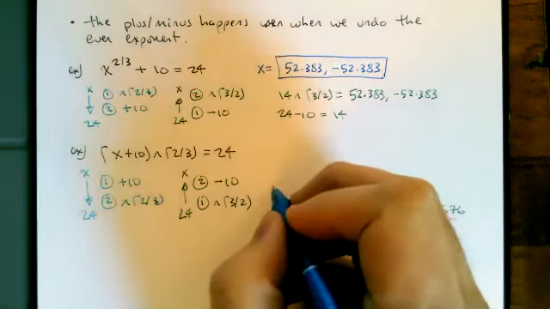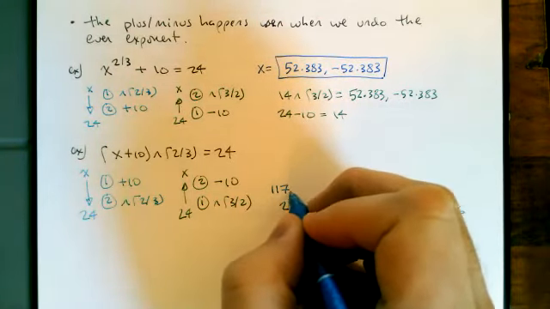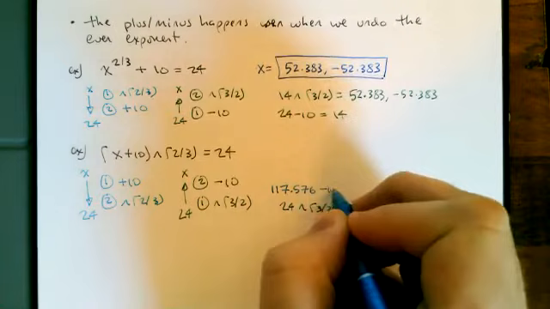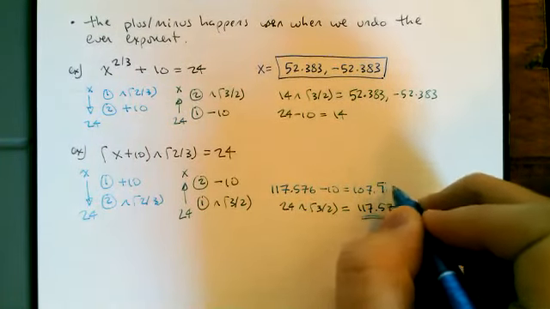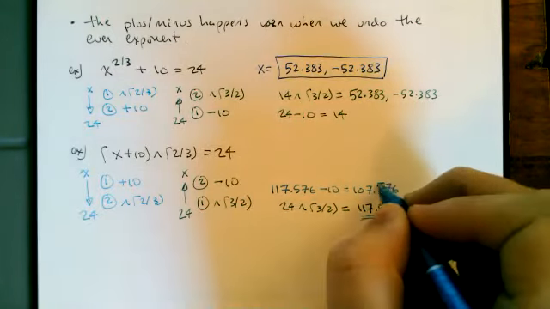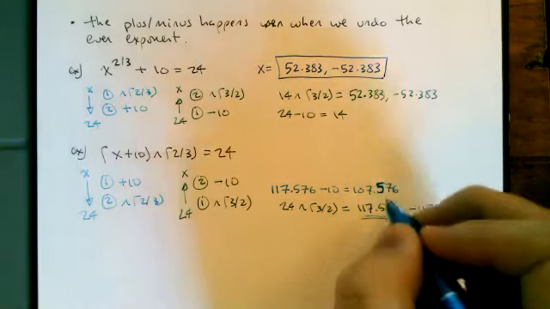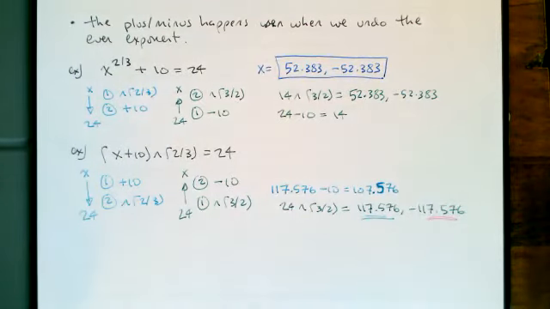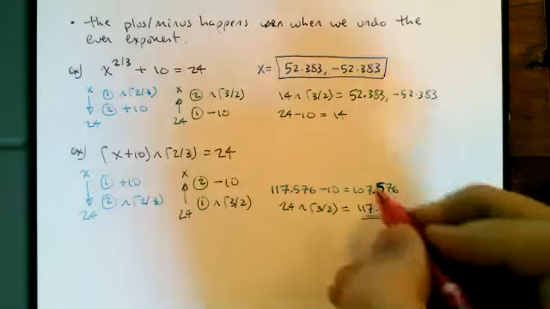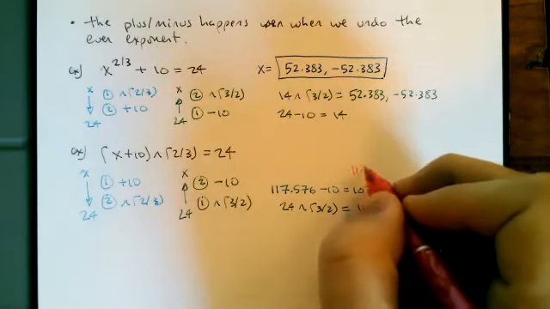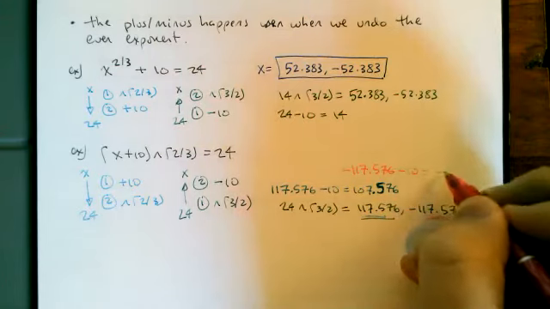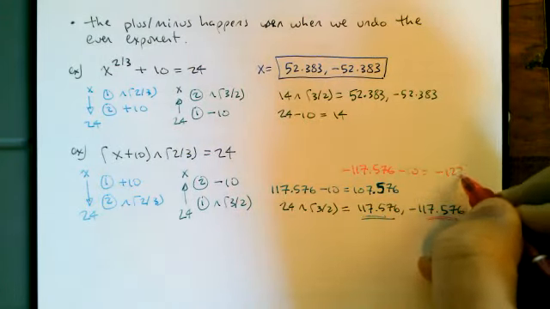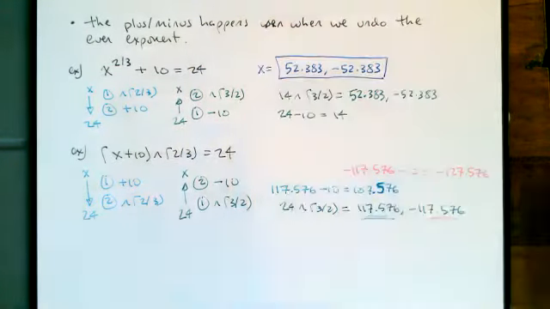So I got to take 117.576 and subtract 10 to get 107.576. And I've also got to do that to the negative 117.576. Negative 117.576 minus 10 is negative 127.576. So those are the two solutions.